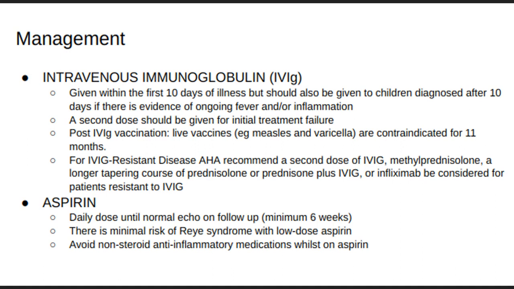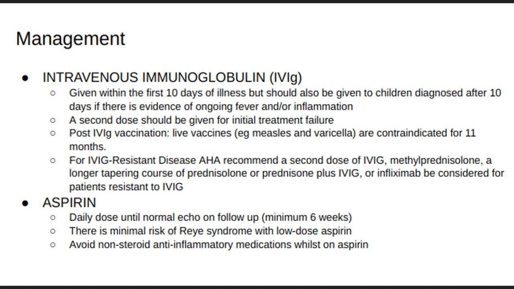It is recommended that all individuals diagnosed with KD be admitted to the hospital to get IVIG, undergo echocardiography, start taking aspirin, and be monitored until fevers have subsided. Intravenous immunoglobulin, IVIG, relieves acute inflammation. IVIG should be given within the first 10 days of illness but should also be given to children diagnosed after 10 days if there is evidence of ongoing fever and/or inflammation. A second dose should be given to children who do not respond to the first dose, as demonstrated by persistent or recurrent fevers 36 hours after the end of the first IVIG infusion.